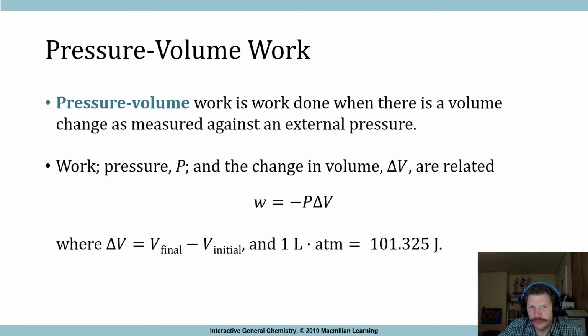Work, pressure, P, and the change in volume, delta V, are related through this equation right here. Work, W, is equal to negative P, pressure, times our change in volume. Our change in volume is going to be the final volume subtracted from the initial volume. And 1 liter atmosphere is equal to 101.325 joules.